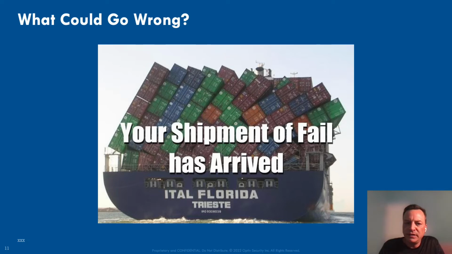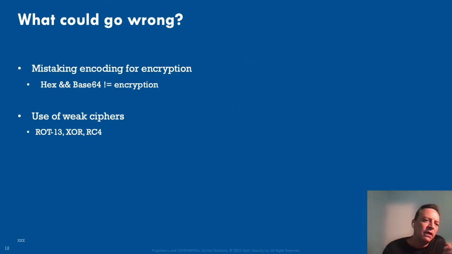So let's look at some things that can go wrong with encryption, right? As I mentioned before, mistaking encoding for encryption. Hexadecimaling something, basic sixty-four encoding it, that's not encryption, because it can very easily be reversed back to plain text.